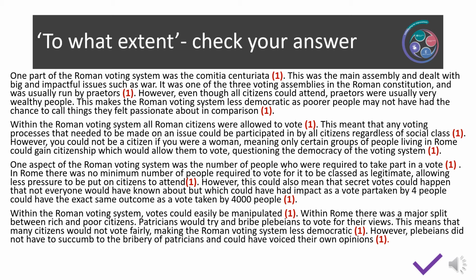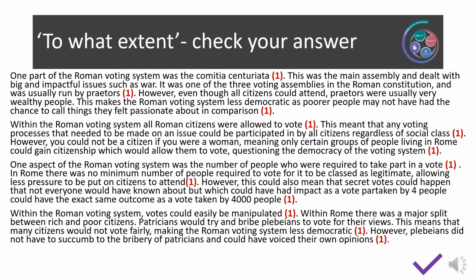One part of the Roman voting system was the Comitia Centuriata. This was the main assembly and dealt with big and impactful issues such as war. It was one of the 3 voting assemblies in the Roman constitution and was usually run by praetors. However, even though all citizens could attend, praetors were usually very wealthy people. This makes the Roman voting system less democratic, as poorer people may not have had the chance to call things that they felt passionate about in comparison.